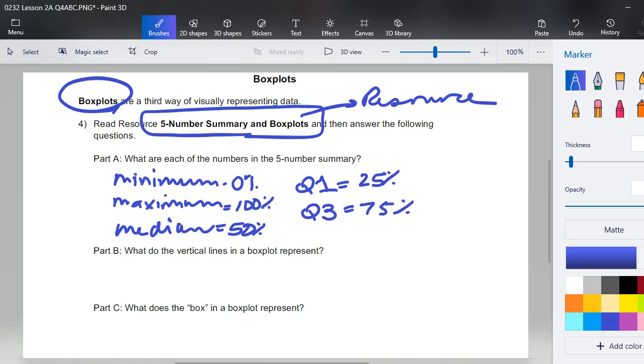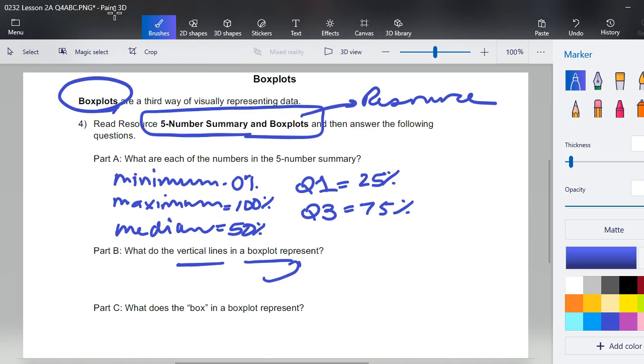Part B, what do the vertical lines in the box plot represent? The vertical lines represent, it says numbers in the 5-number summary, and that is correct. I'll leave it at that. It represents each of those. I was going to be more specific, but yes, the vertical lines represent all of the above.